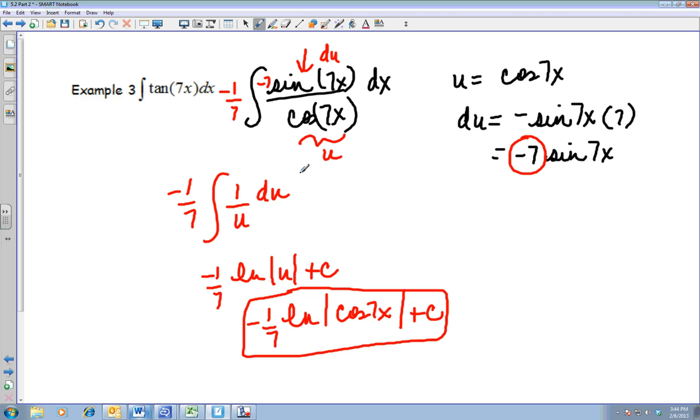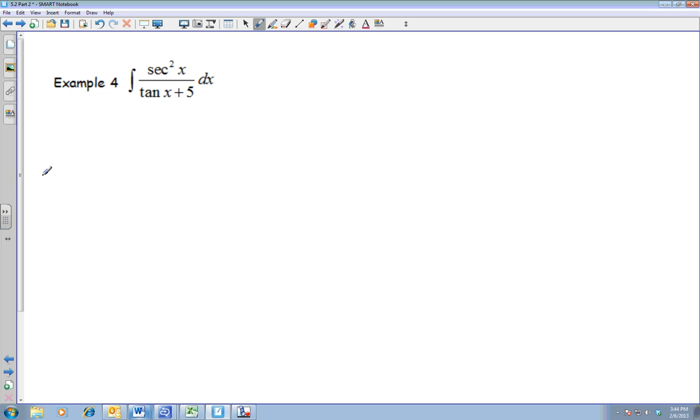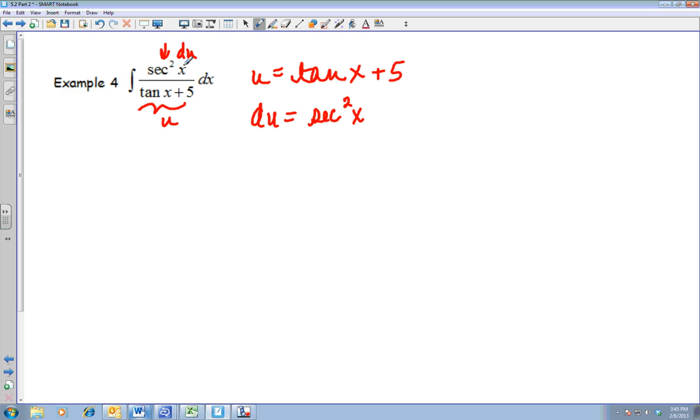Okay, let's go to example 4. All right, example 4. So let's try using u substitution. If I say u is tangent x plus 5, du, so the derivative of tangent x is secant squared x. 5, the derivative is just 0. So that works out really well. Here's my u, here's my du. Everything matches up. So here's my new problem. The integral of 1 over u du.